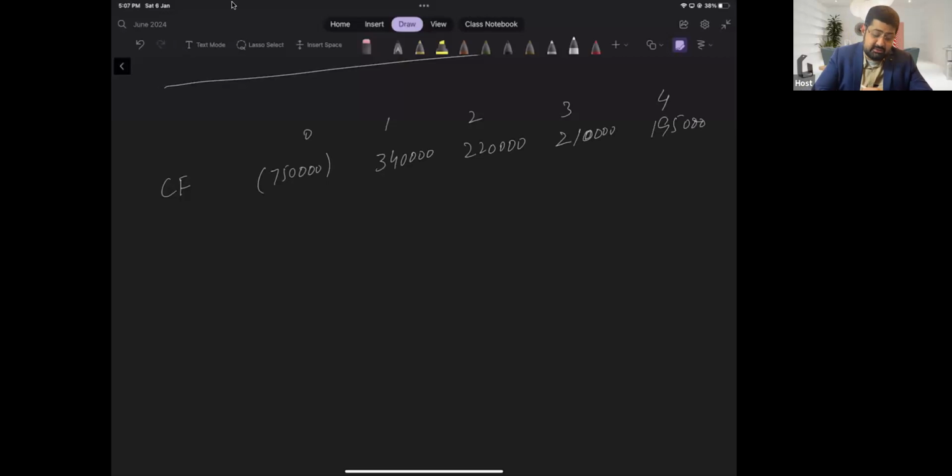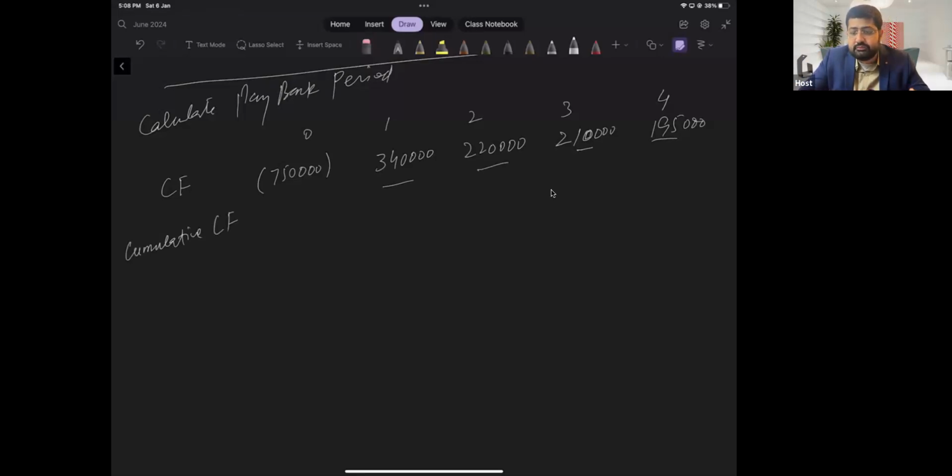We have to calculate the payback period of the project. How to calculate, because cash flows each year are different? What to do? We make another row called cumulative cash flows. Cumulative means total to date. Initially, minus 750,000.